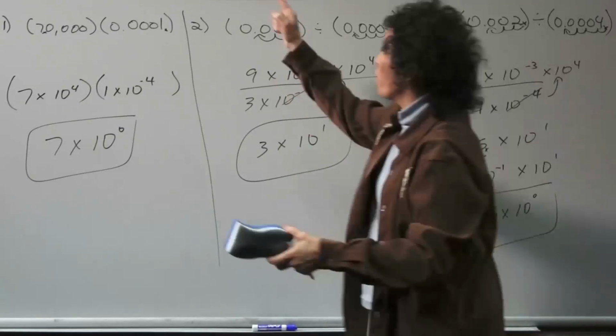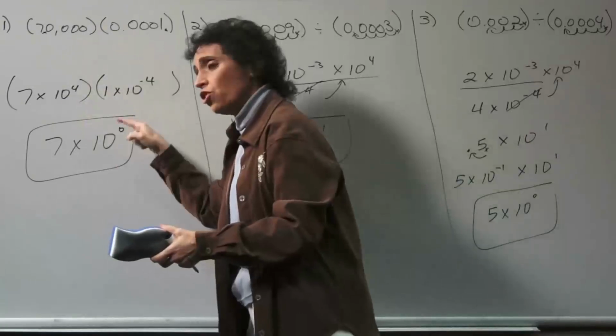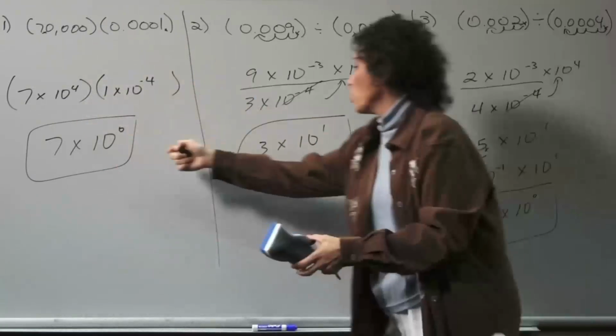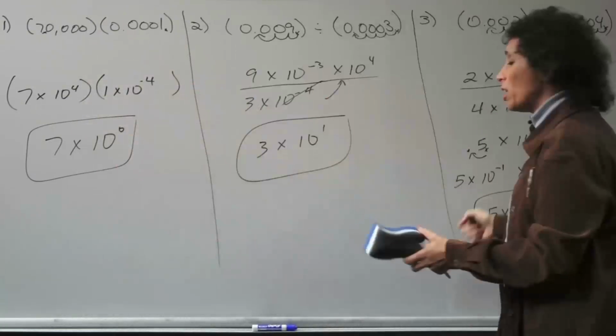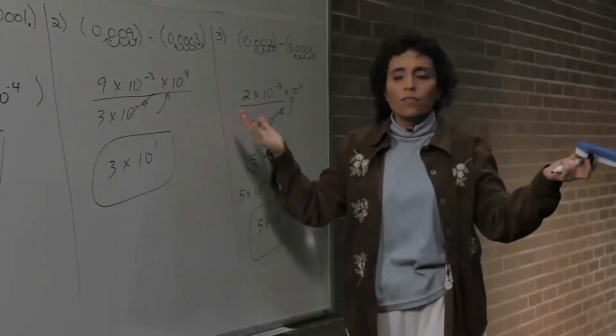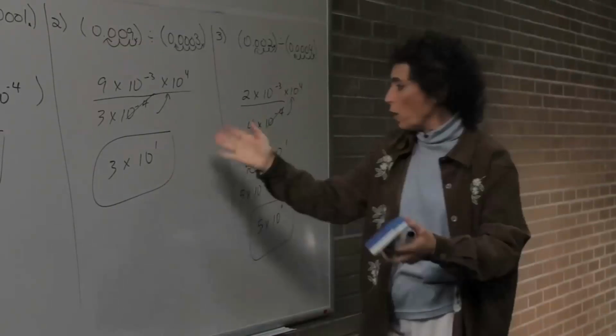So the goal is to first write them in scientific notation, and then to work them out in scientific notation. And in the end, you can either leave your answer in scientific notation or put it in standard form. That's up to you, unless your directions give you some way to have the answer. But either way is fine with me. All right?